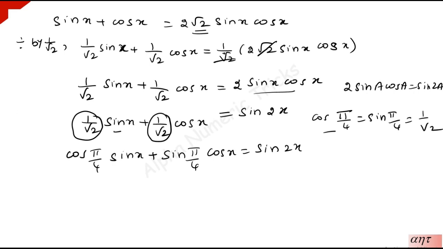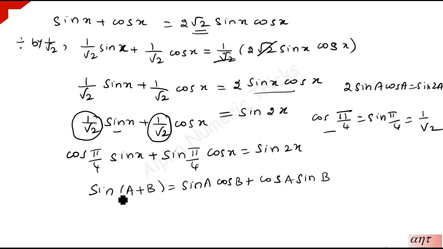This term can be written as sine a cosine pi by 4 sine x plus sine pi by 4 cosine x is equal to sine 2x, or you can write this to be sine of a plus b. What is the sine of a plus b formula? Sine a cosine b plus cosine a sine b. This is our formula, isn't it?